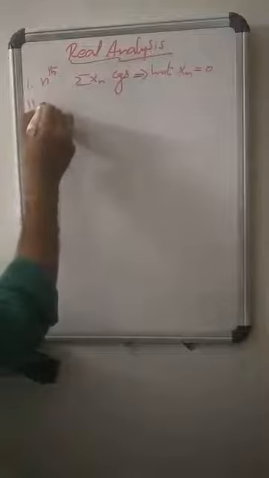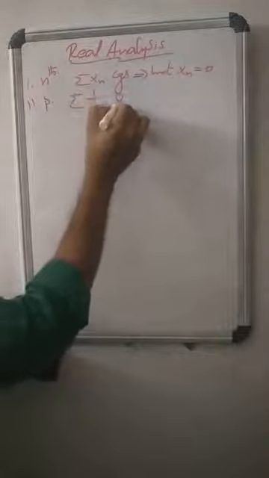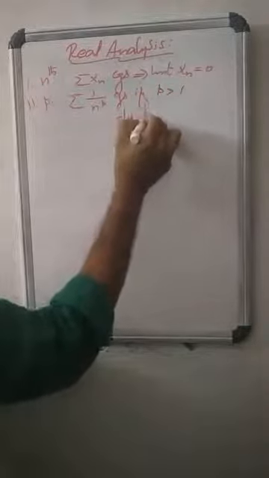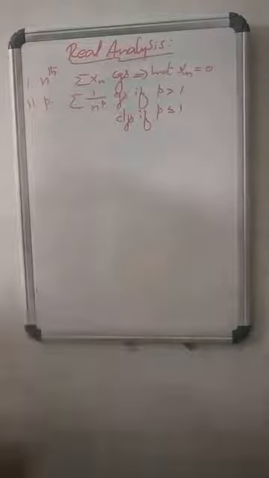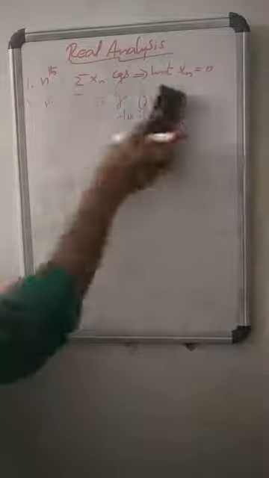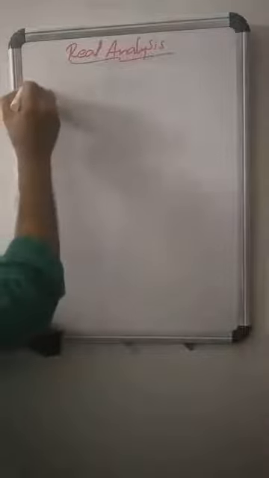The second test is the P series test. That is, sigma 1 by n^p converges if p is greater than 1 and diverges if p is less than or equal to 1. Okay. Now come to an important test of convergence, that is known as the comparison test. What is the comparison test?